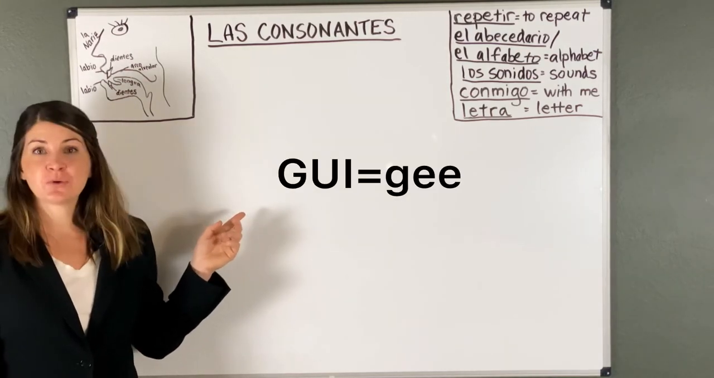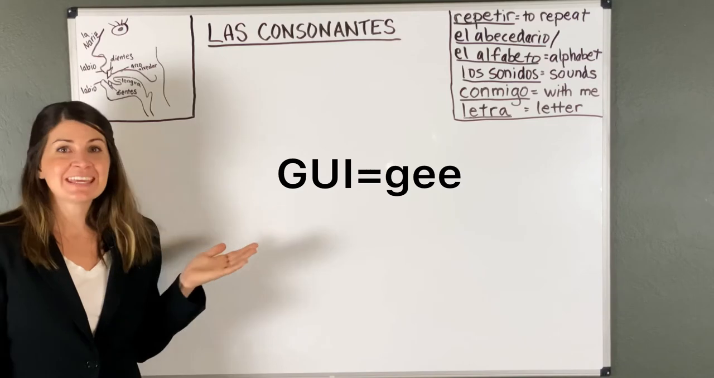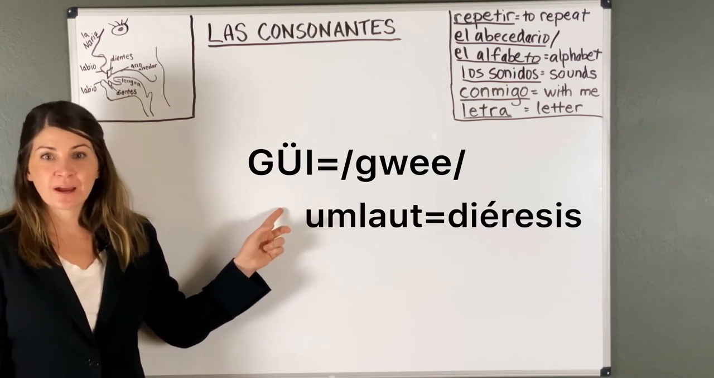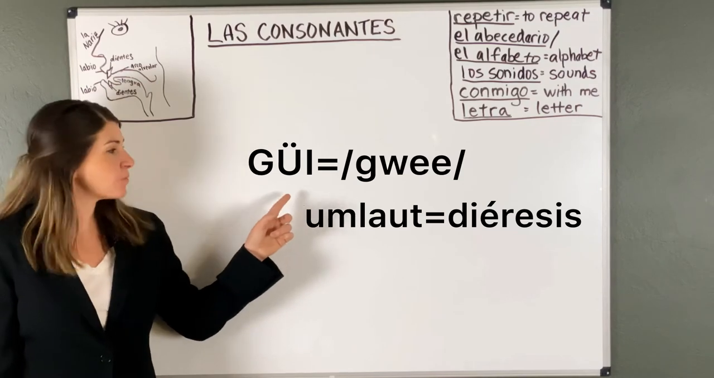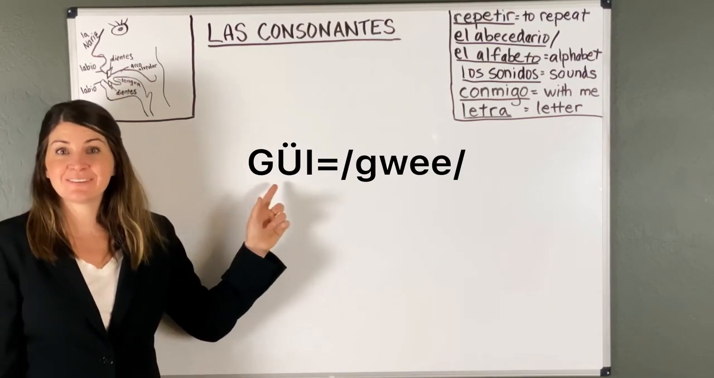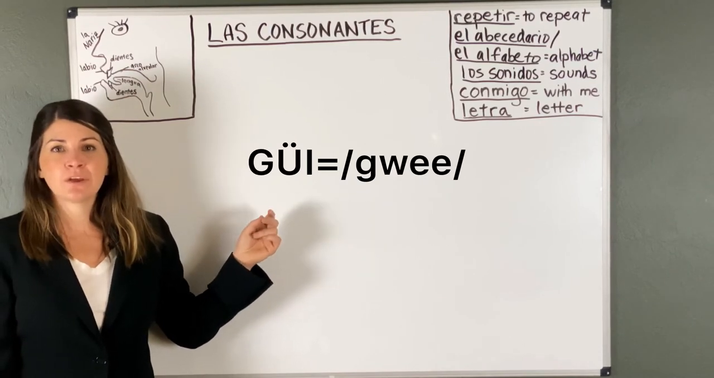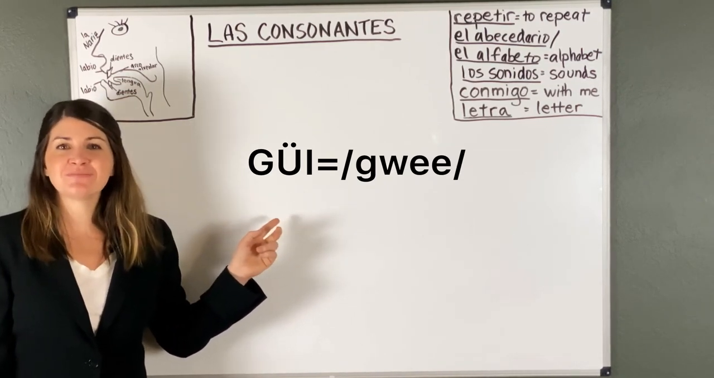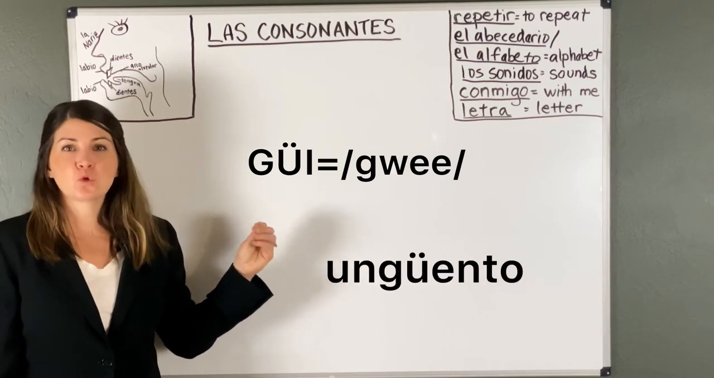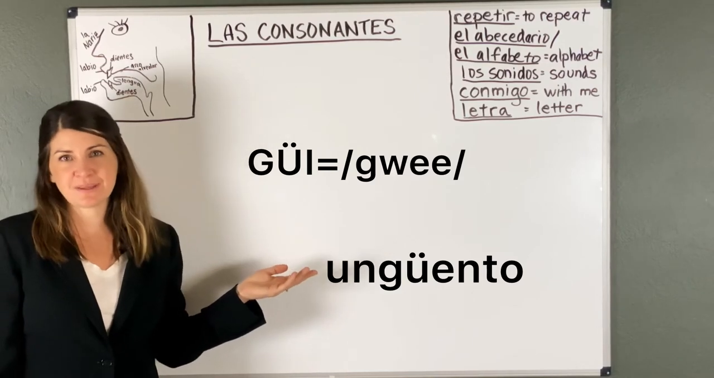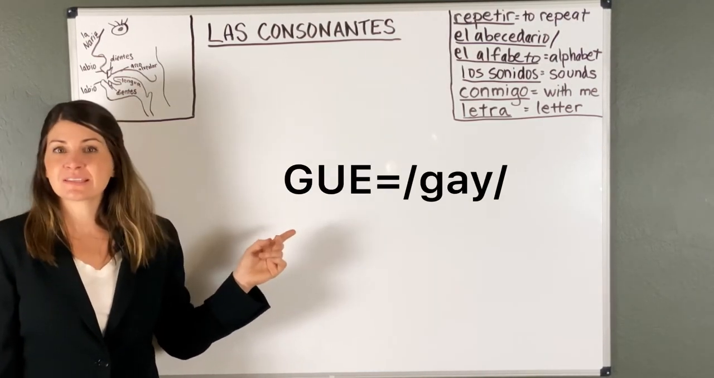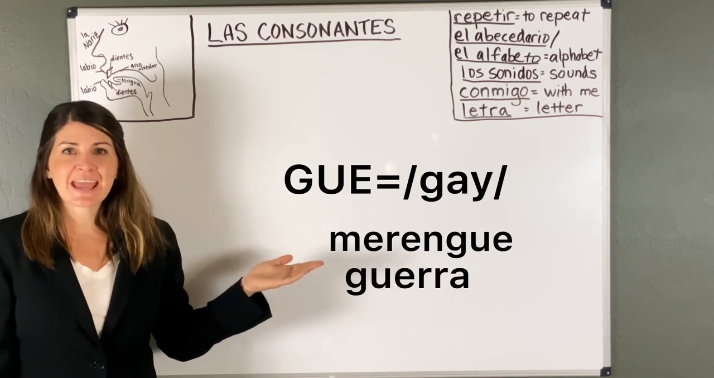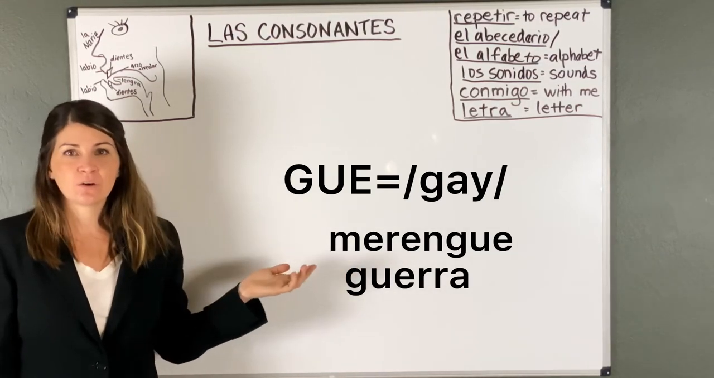Gua. G-U-I, gi. G-U-I with an umlaut or a diéresis. This umlaut gives what otherwise would have been a silent U sound, like in gi, a wa sound, güi. Pingüino. Again, not common, but there are some words. Another one I can think of, ungüento, meaning ointment. Finally, G-U-E makes the sound ge. Merengue, guerra. Merengue es el baile. Guerra, war.